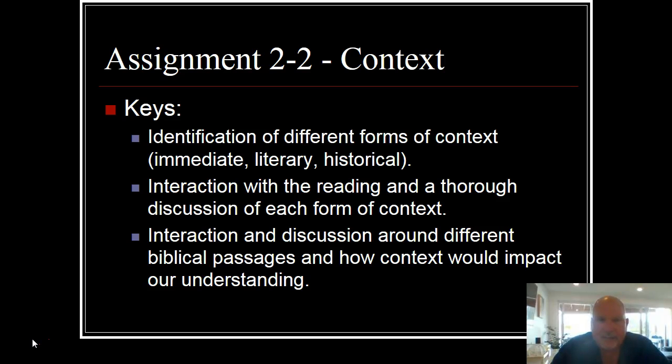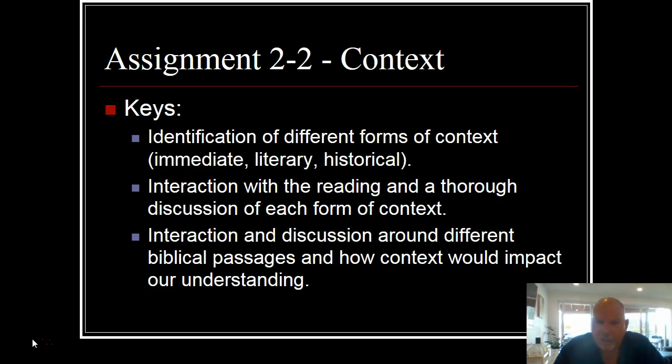At a minimum, I wanted to see identification of different forms of context: immediate context, literary context, and historical context. These are essential building blocks, kind of the foundation of a house that we then build our interpretation upon. If you don't understand how the passage before, the passage after, the language, and the history of the author impact the writing of the text, then it's easy for us to get off message. But if we understand those pieces, then it's very helpful. And then I wanted interaction with the reading through quotes and references, and a thorough discussion of each form of the context.